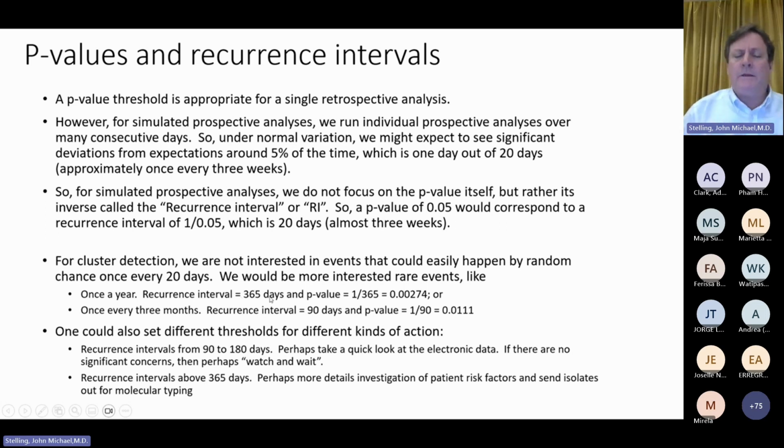It's like a once a year event, or a once in 2 years event, once in 5 years event. So 1 divided by 365 is 0.00274. So a recurrence interval of 365 means the same thing as a p-value of 0.00274. So for our publications, that's what we usually use, a cutoff point of 365 days.